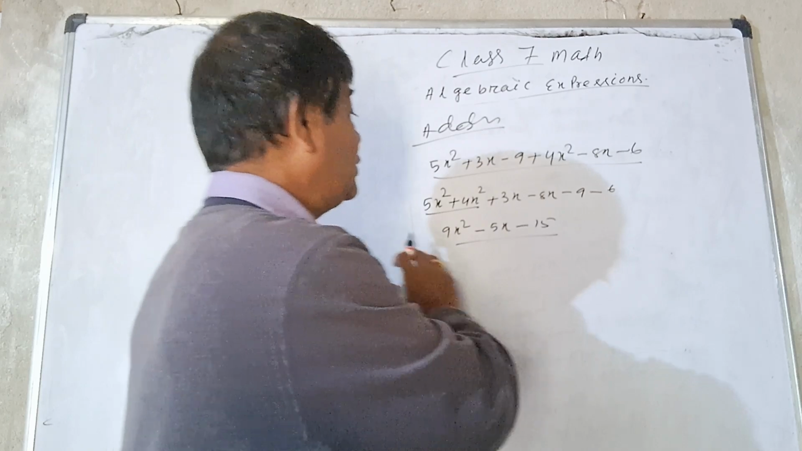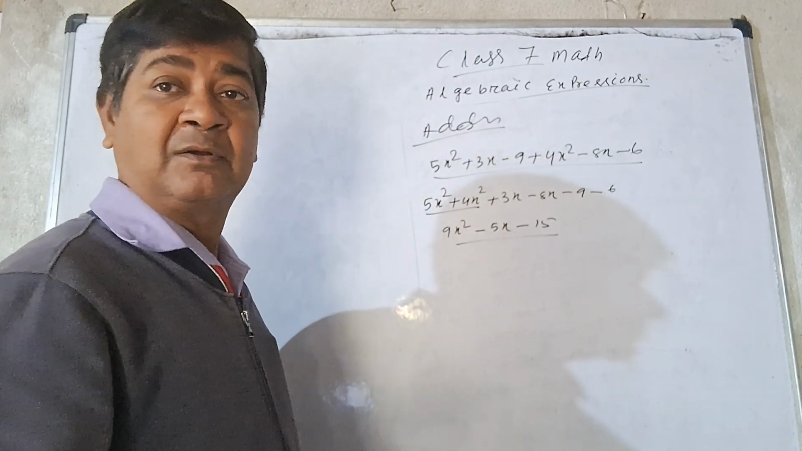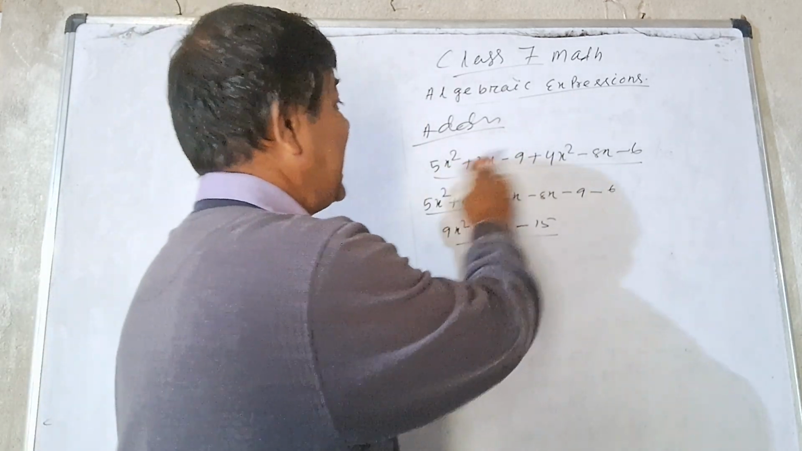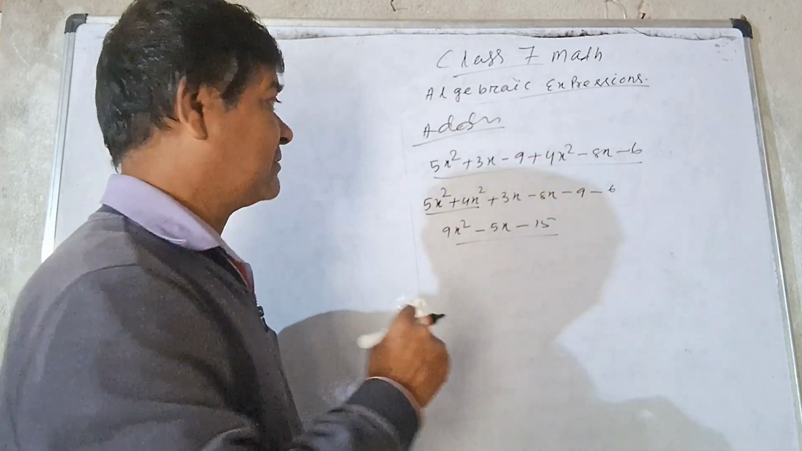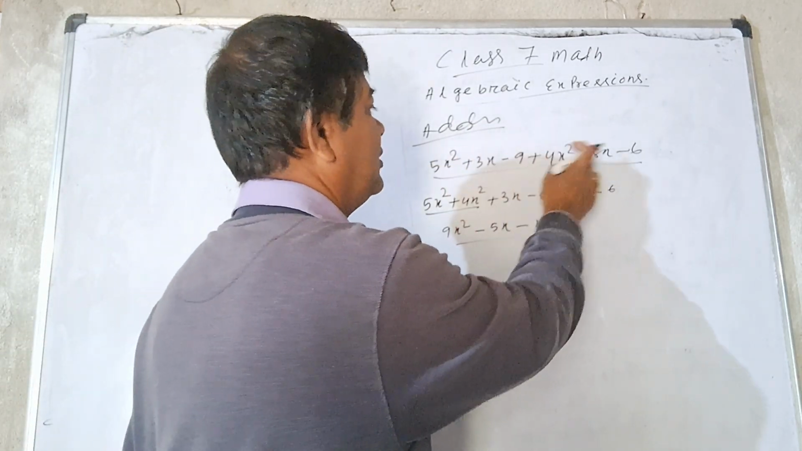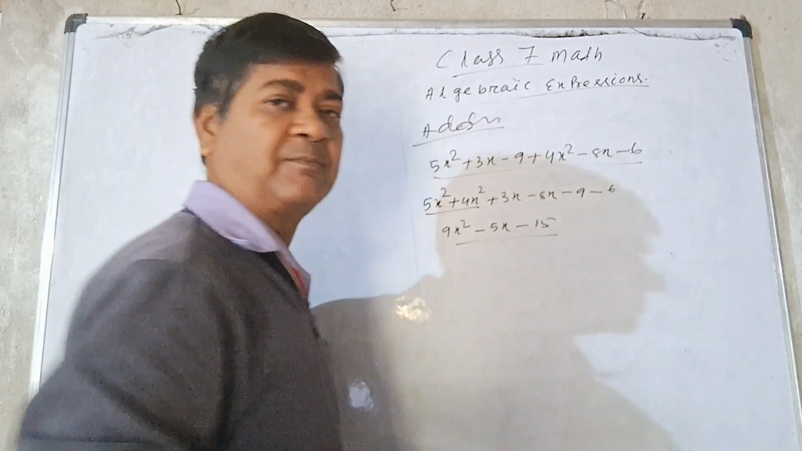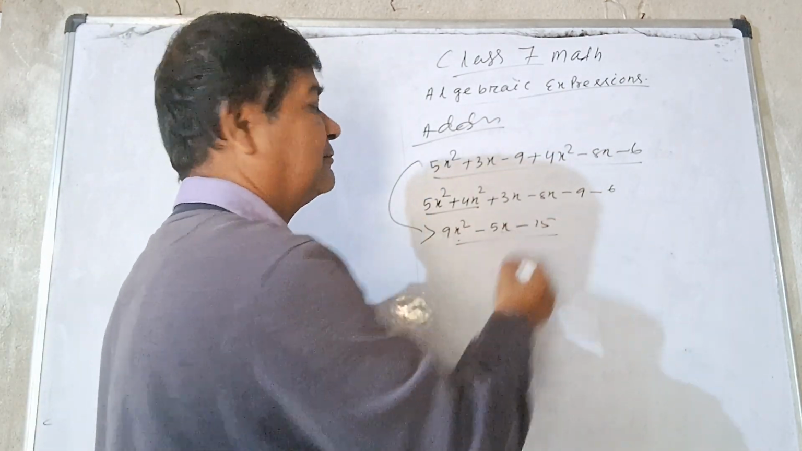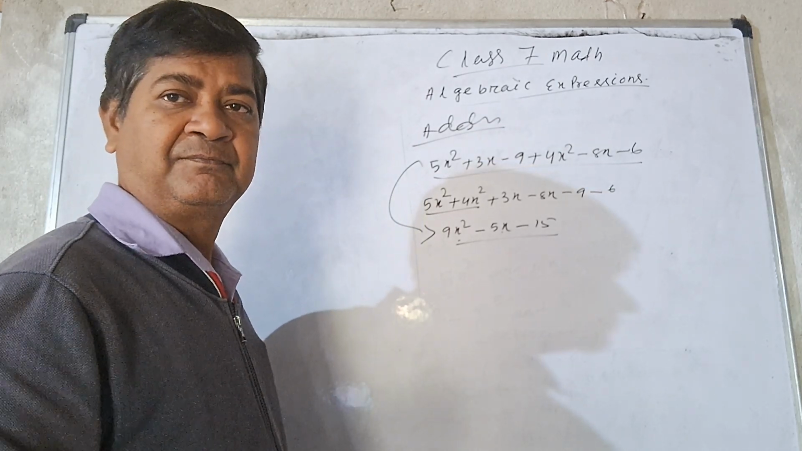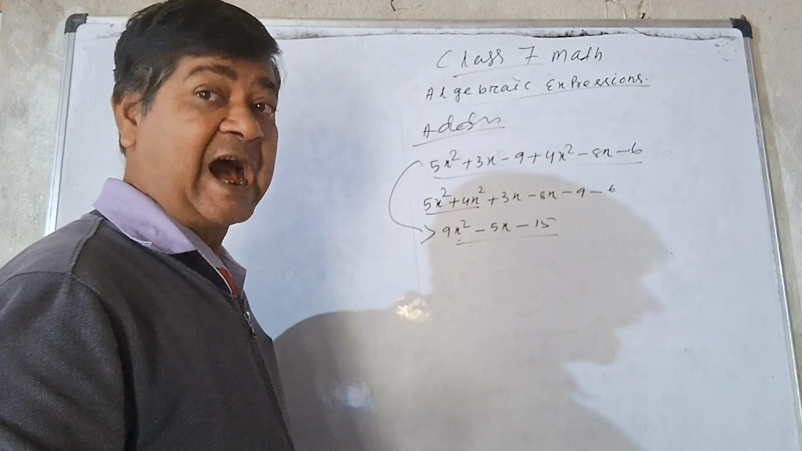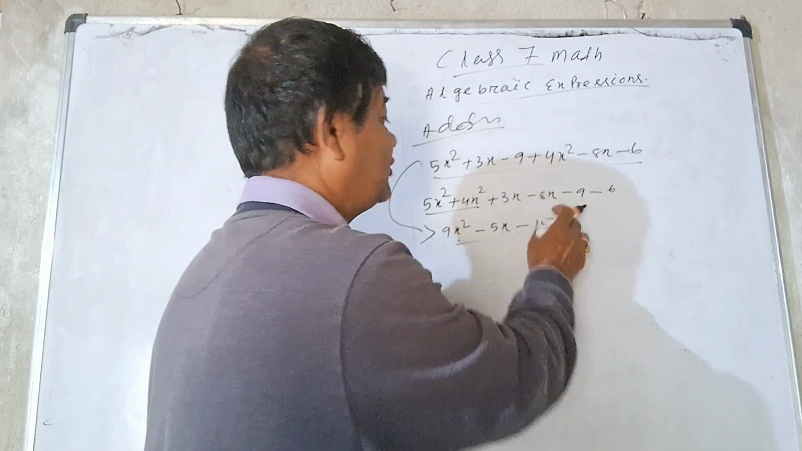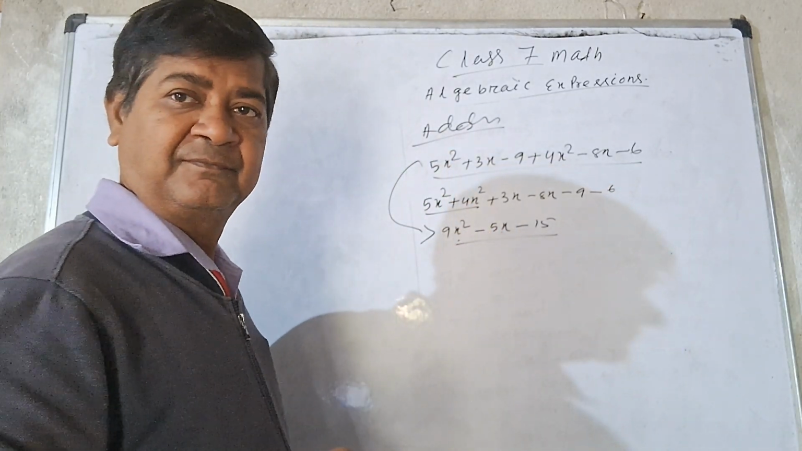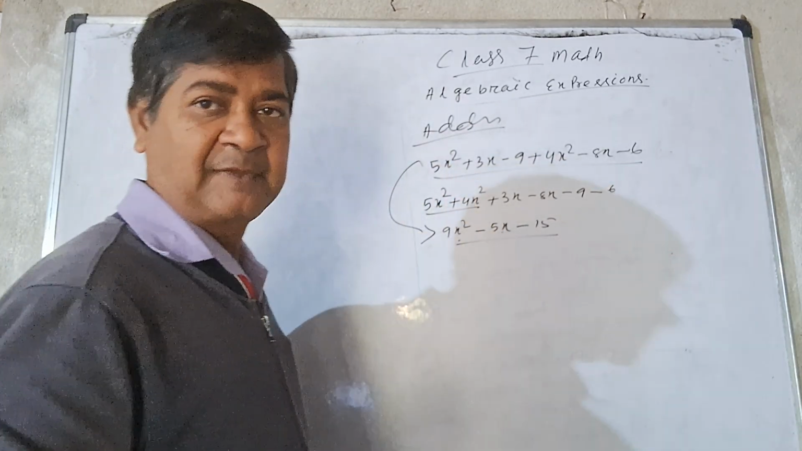In this way you will be able to group the like terms and add. 1, 2, 3, 4, 5, 6. There are 6 terms, but after addition you will get only 3 terms. Arrange the like terms first, then you will be able to add.